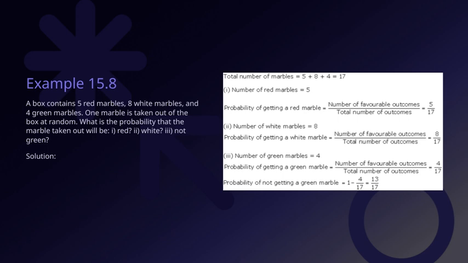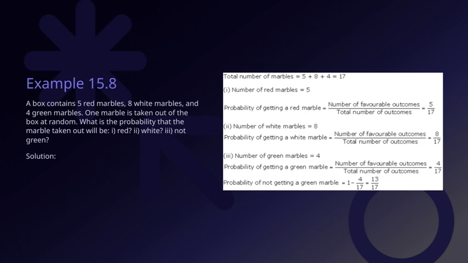Finally, part 3 asks for the probability that the marble is not green. Since there are 4 green marbles, the number of marbles that are not green is the total minus the green ones. 17 minus 4, which gives us 13. So the probability of not drawing a green marble is 13 over 17.